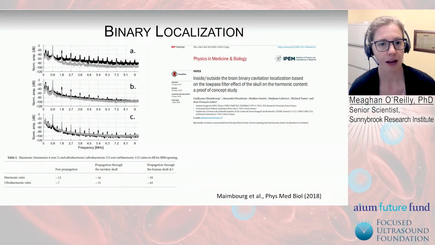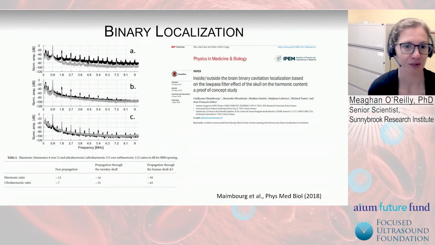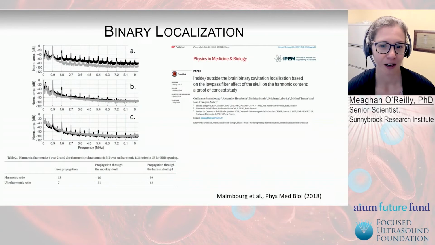So it may seem that with a single receiver, there's not a lot that we can do in terms of localization, but there was a very nice paper from the group in Paris. The first author is Guillaume Membourg, from 2018, showing that we can actually capitalize on the frequency-dependent attenuation of the skull bone. And so here in this image, we see during blood-brain barrier opening, free propagation in water is the spectra shown in black versus the baseline signal in gray. And then in B, we see propagation through a non-human primate skull, and finally in C, through a human skull.